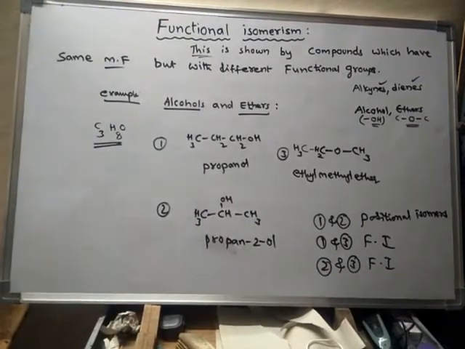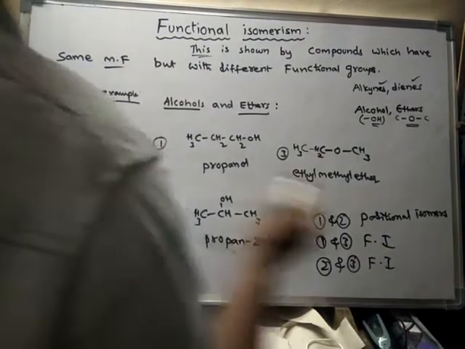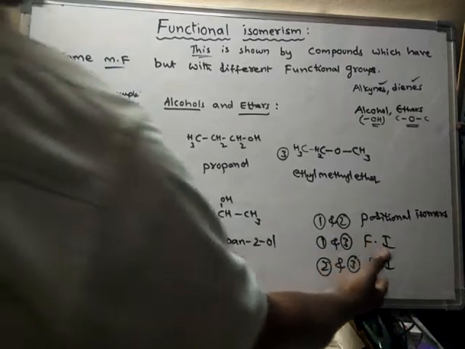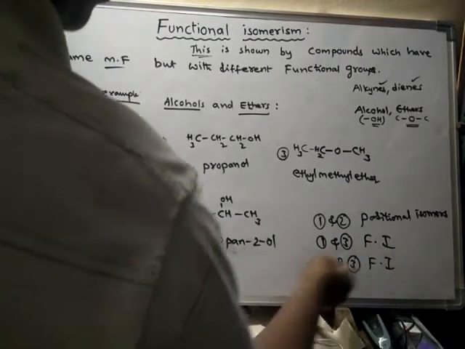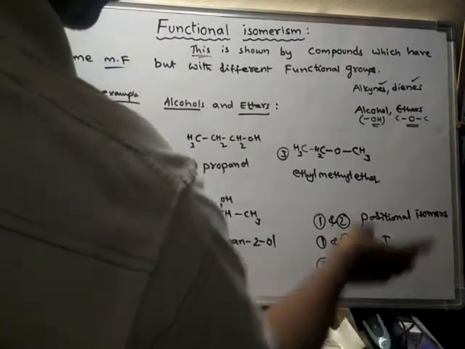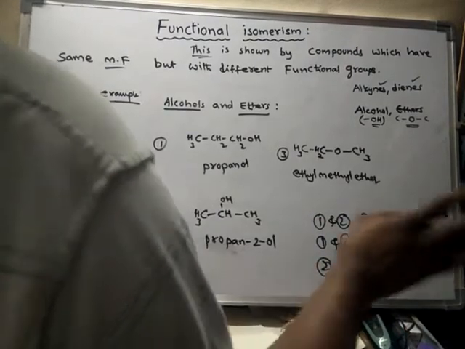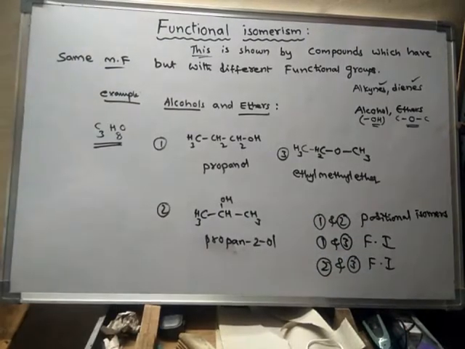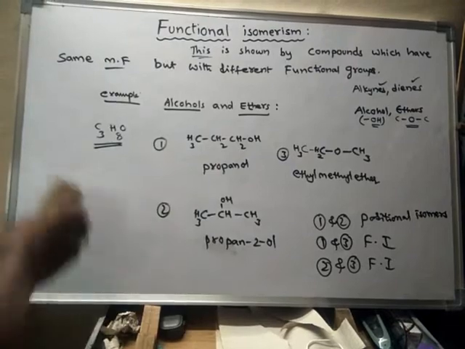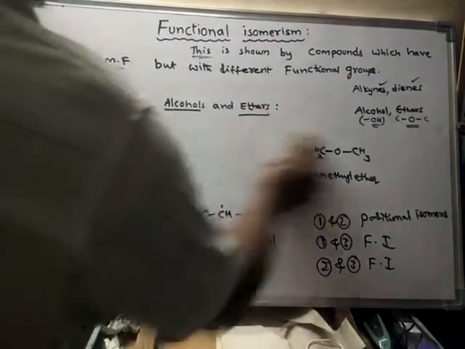So like this. Okay, FI means functional isomer. It is a shortcut. I wrote it in short form, but don't practice like this. Write the full name. Okay, right. And one more example we will practice.